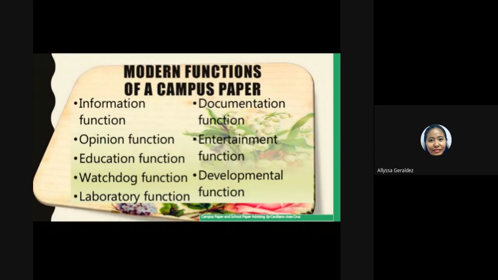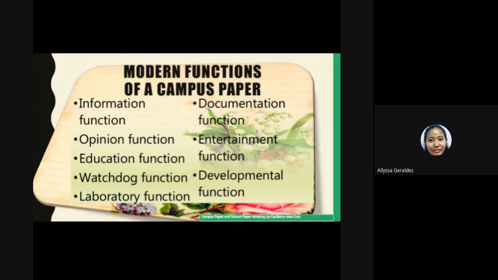And when we talk about the education function, one of the most important functions of modern journalism is to educate not only the students but also the people in the community. Watchdog function. Journalists gather information about wrongdoings of people in power and disclose it to the public so the public can understand what happens in society and stop wrongdoings. Laboratory function serves as a teaching tool for budding journalists.